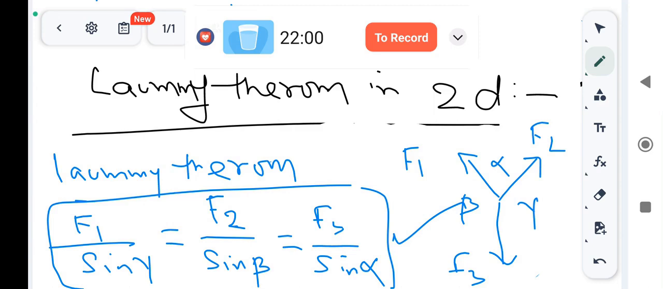This theorem is applicable in case of equilibrium of the particle. Note down this point.